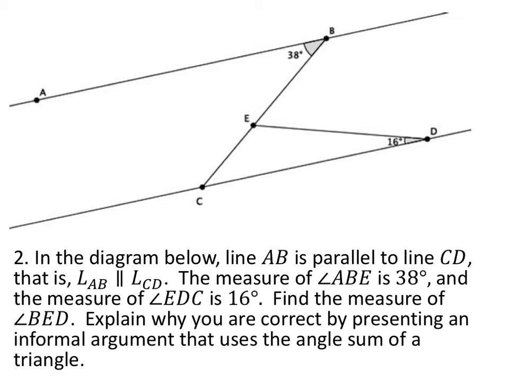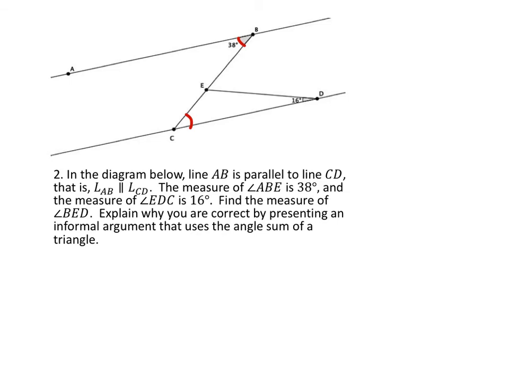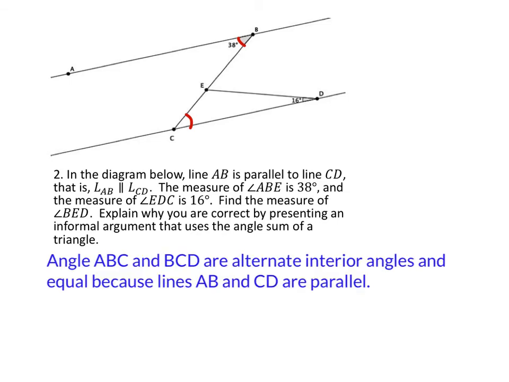So on this one, we'll work it the same way. Alright, so first off, that 38 degree angle here in red is equal to this angle ECD, because they're alternate interior angles, and the two lines are parallel, which is what it said in the beginning. So let's write the answer to that part. We know these alternate interior angles are equal because those two lines are parallel.